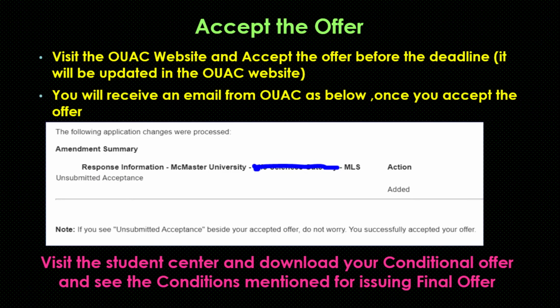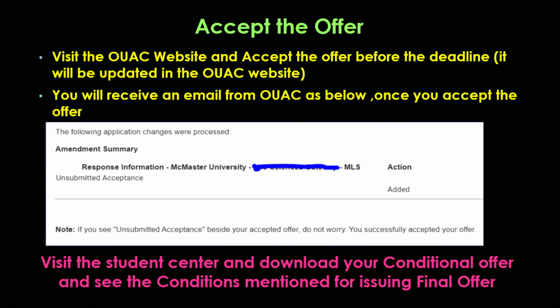You have to visit the OUSC website and accept the offer before it expires. You will receive an email from the OUSC for confirmation. Log in to the Mosaic site, go to the Student Center, and download your conditional offer. Go through your offer and see what conditions are mentioned for issuing the final offer.